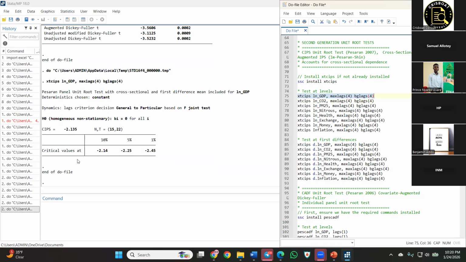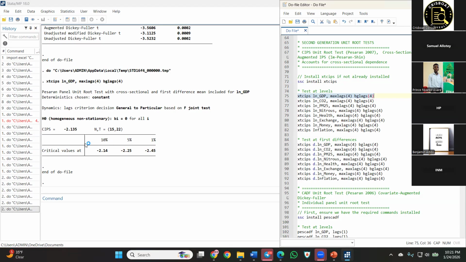So these are our critical values. The Pesaran panel unit root test with cross-sectional and first difference mean included for GDP. Determines choosing constant. Determine lag selection criteria decision general to particular based on F-joint test. So the null hypothesis is homogeneous non-stationarity. It means the null hypothesis states that it is non-stationary. That's the null hypothesis.